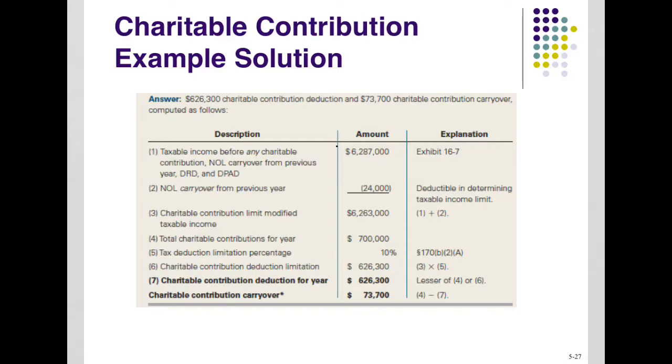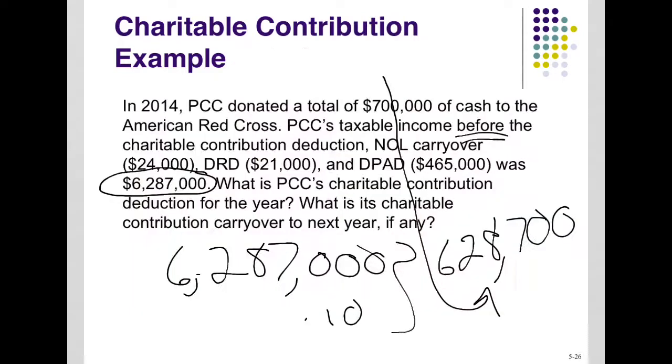See, start with the taxable income. They did that, subtract that, they get 6.2. Why did they do that? I didn't read the problem, as you noticed. Before the charitable contribution deduction, and okay.